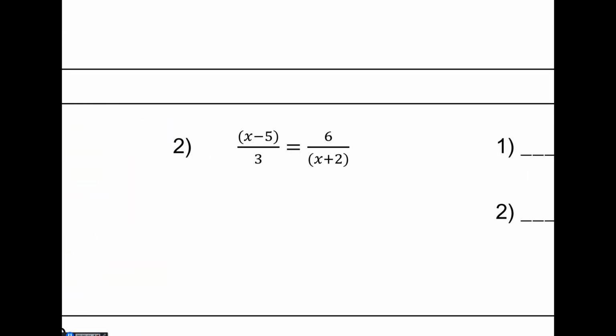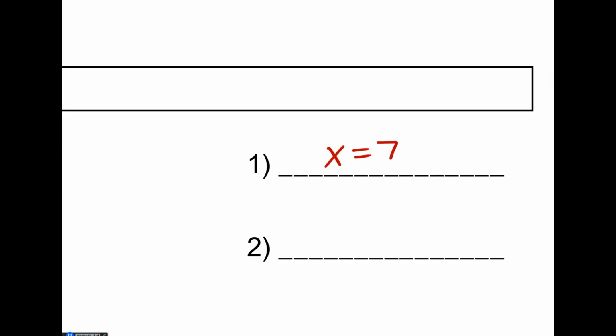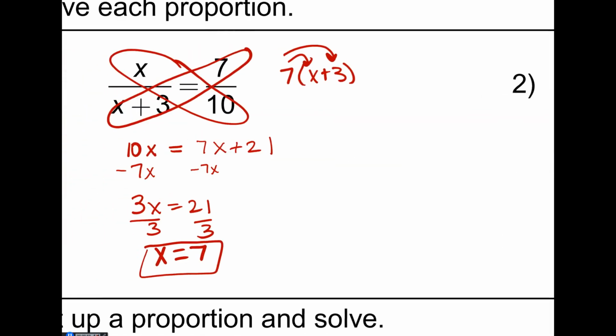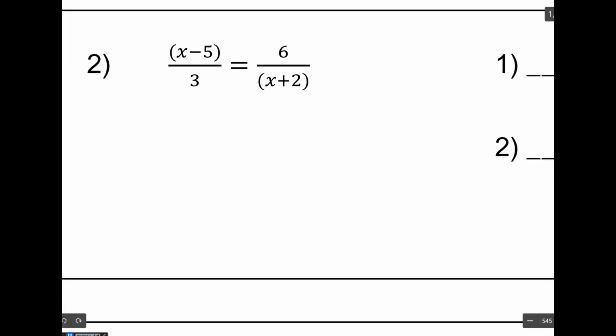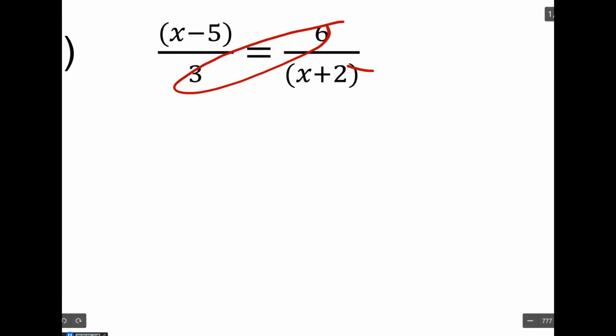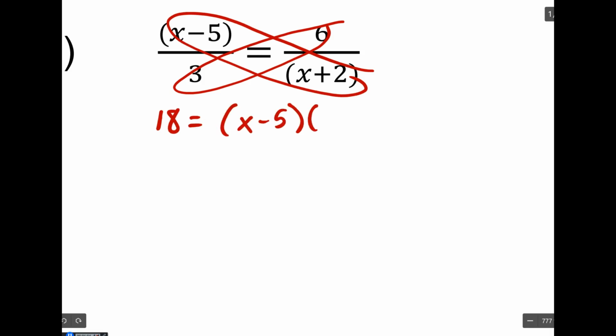Next one. X is equal to 7. Alright, was that too fast or is this okay? I want you guys to be able to try this a little bit. So cross multiply. Here we go, 3 times 6 is 18. And then you're taking x minus 5 times x plus 2.